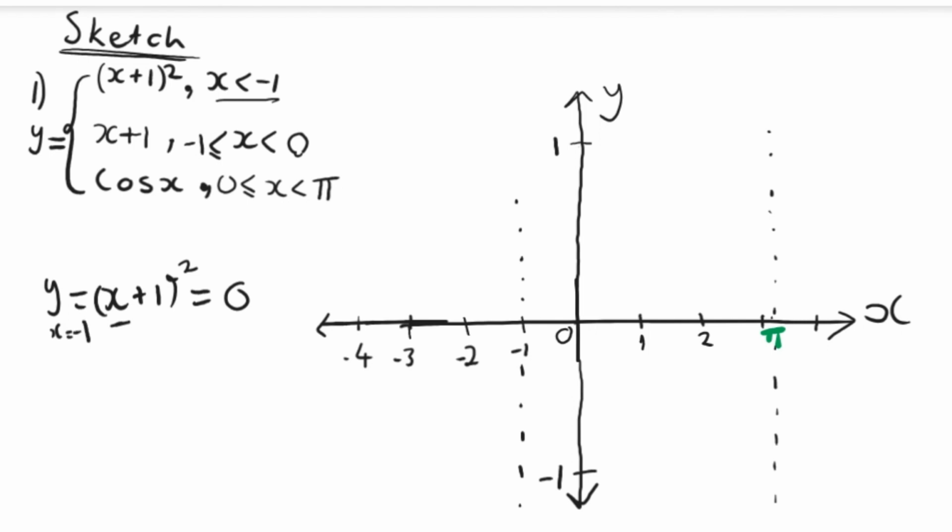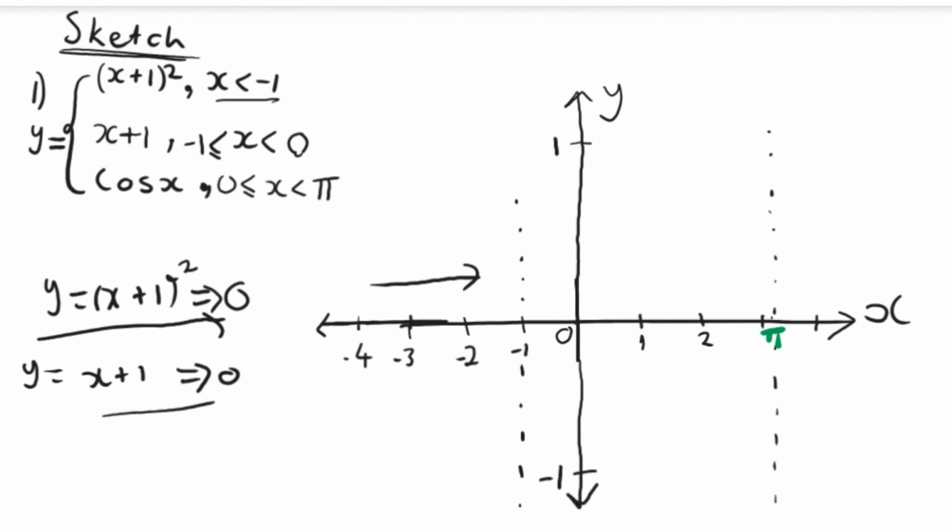Now let's check the next function when x is minus 1. When y equals x plus 1, we replace x with minus 1. Minus 1 plus 1 is again 0, so it will be 0 as well. What you notice is that from the previous function, as we move this way, we go to 0. After touching at 0, we continue at 0.